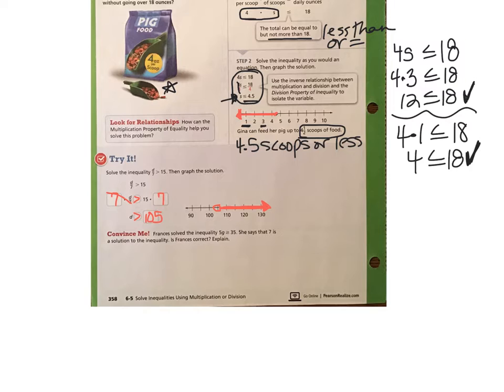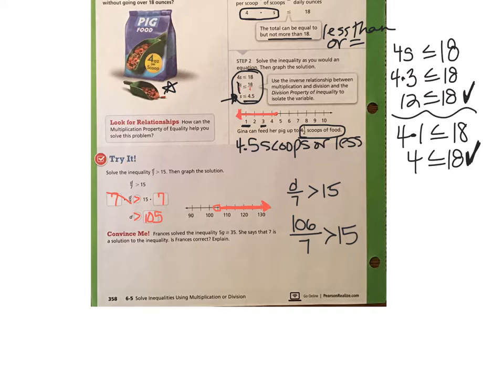Now the way you check yourself is to go ahead and pick a value that is bigger than 105, divide it by 7, and see if the answer is greater than 15. Notice that the inequality sign is a greater than sign, so our circle on the graph here is an open circle. All right, I picked 106 because it's bigger than 105, and I divided it by 7 to see if that were greater than 15.